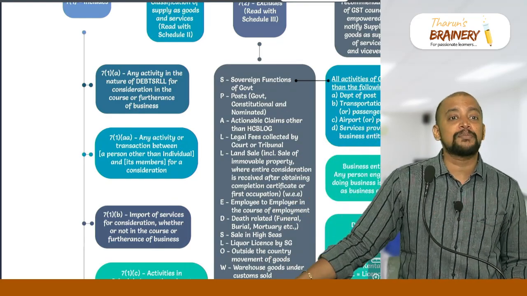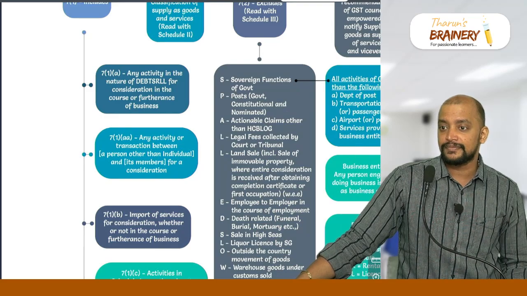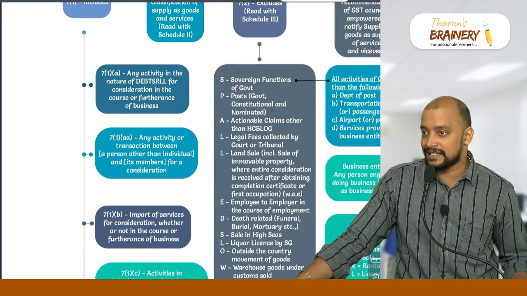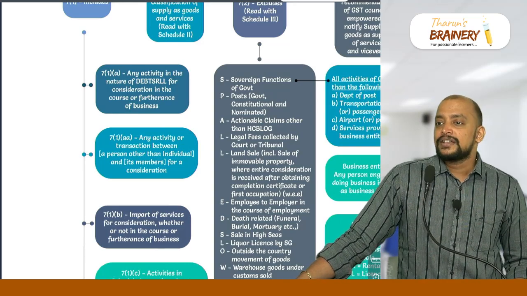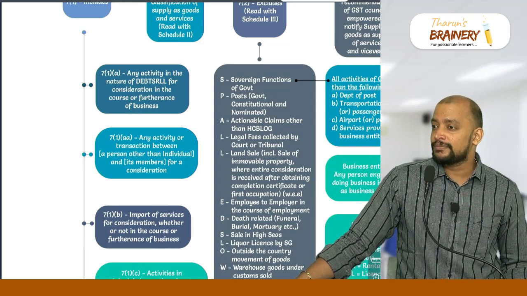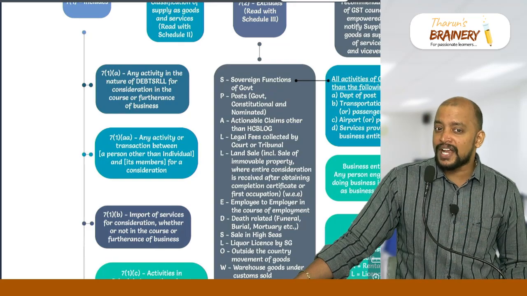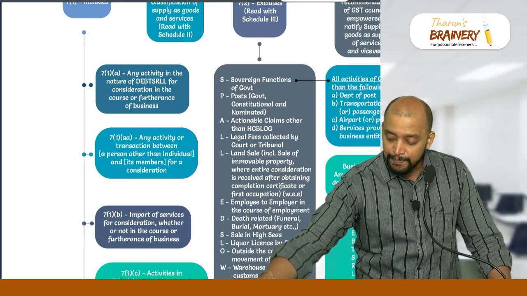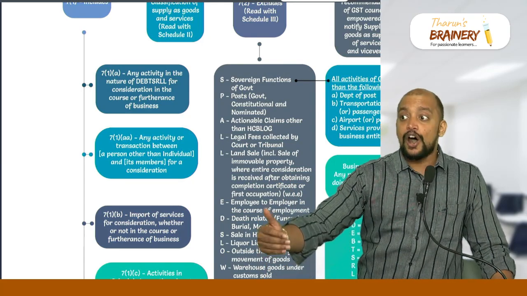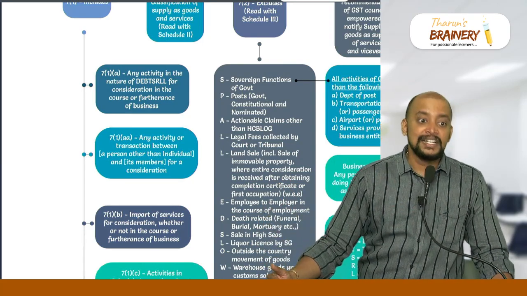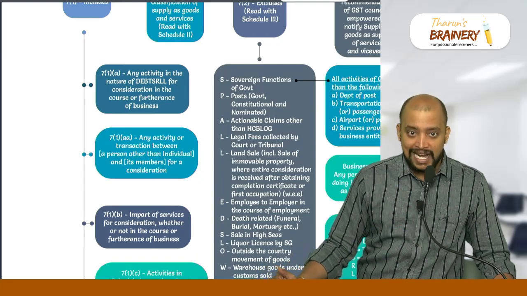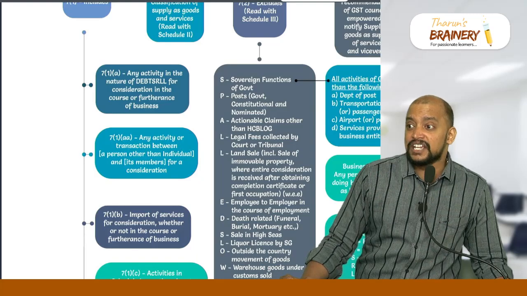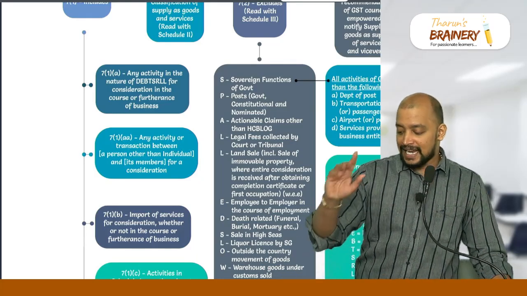And its members. Who are the members of HUF? Family members, Karta and the co-parceners. And who are the members of a firm? Partners. Who are the members of a company? Shareholders. Like that, between the company and its shareholders or firm and its partners, if there is any activity or transaction, it will become supply under 7(1)(aa) if it is for a consideration.